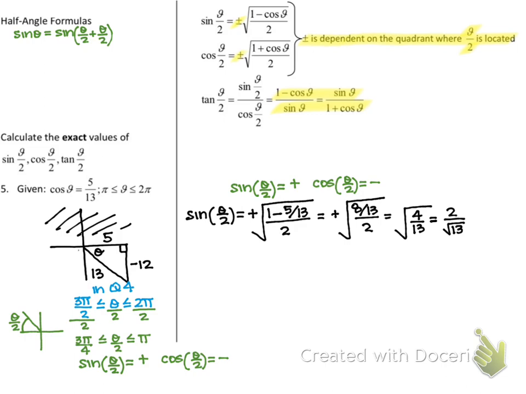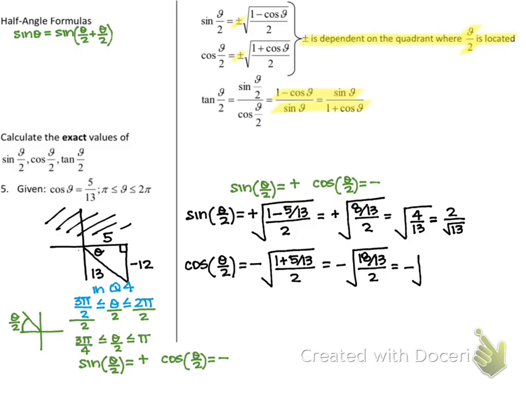Okay, let's take a look at cosine. So cosine of theta over 2, we decided was negative square root of 1 plus 5 over 13, all over 2. Do the math. It's negative. This is going to be 18 over 13 over 2. Got to keep the negative sign. This is 9 over 13, negative 3 over the square root of 13.